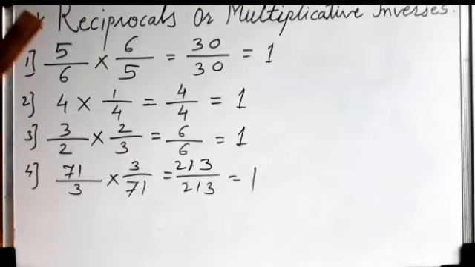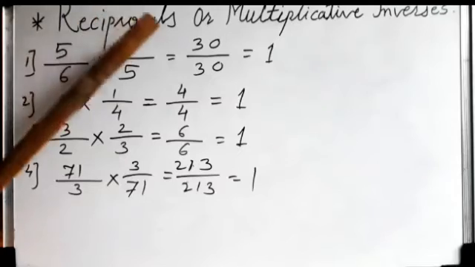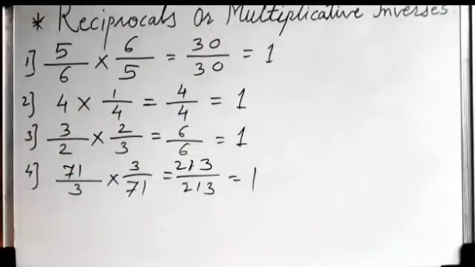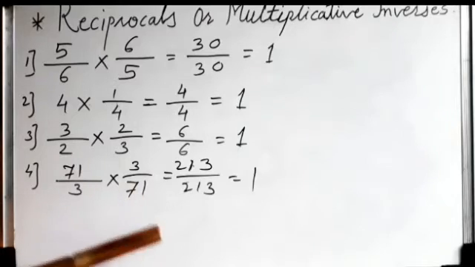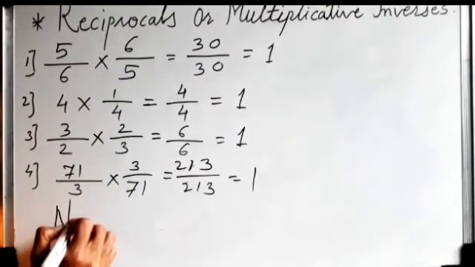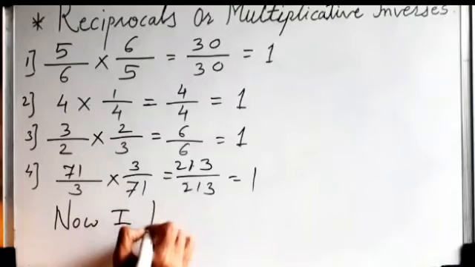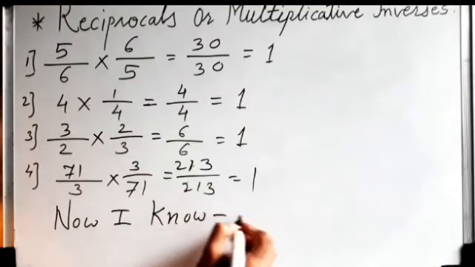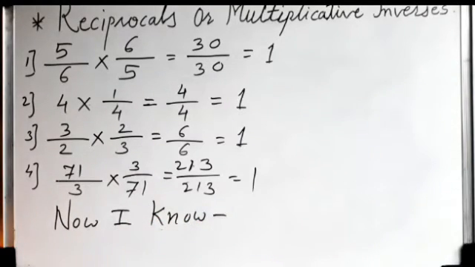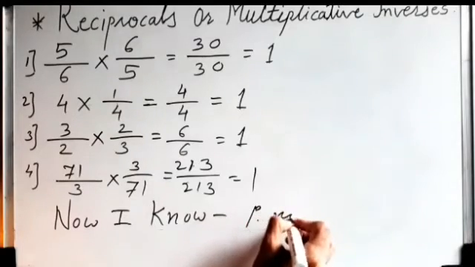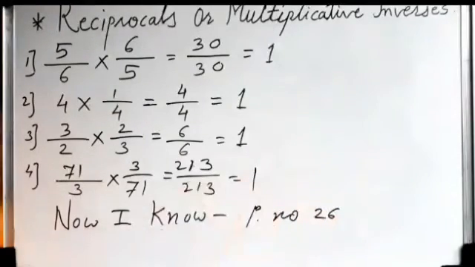Okay, so this is in the Now I Know. What you have to do is give the heading reciprocals or multiplicative inverse and write all these examples in your notebook, and after that you have to write the Now I Know. That is on page number 26, so copy this in your notebook. After that, see page number 26 of the textbook, where something is given to think about.